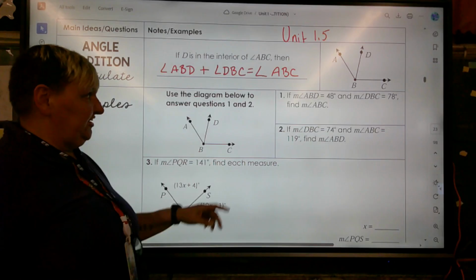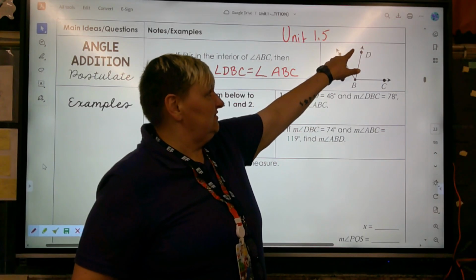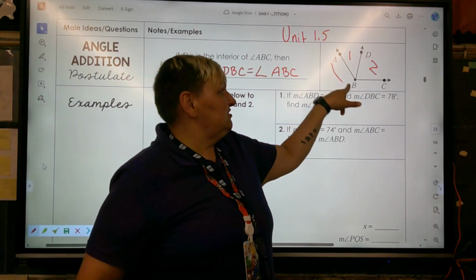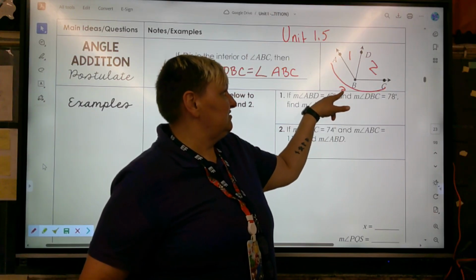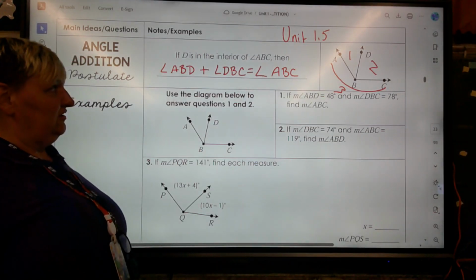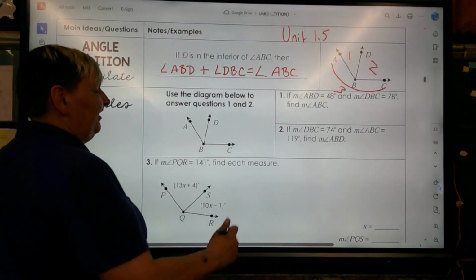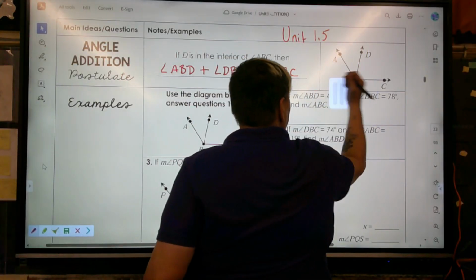All right, so logic, right? This piece plus this piece equals the total. Two parts equals the total. All right, that's just common sense, y'all.